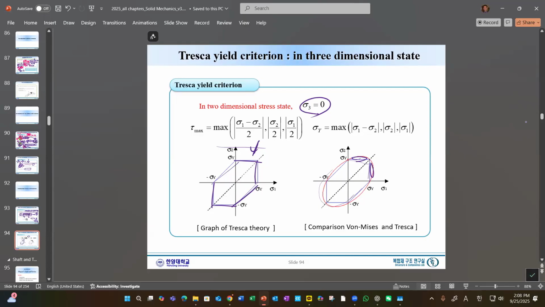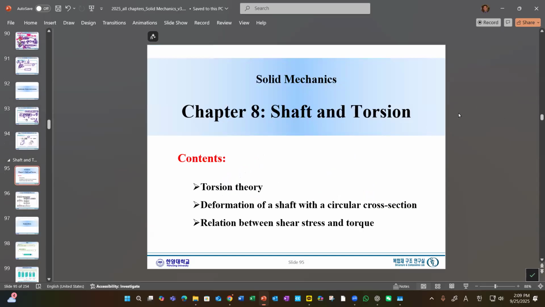In this region, Von Mises says the material will not fail, but according to Tresca, this is dangerous and will fail. So you can see that Tresca is more conservative, with a smaller space, meaning it allows the designer a smaller space for the stress. But just understand this concept.